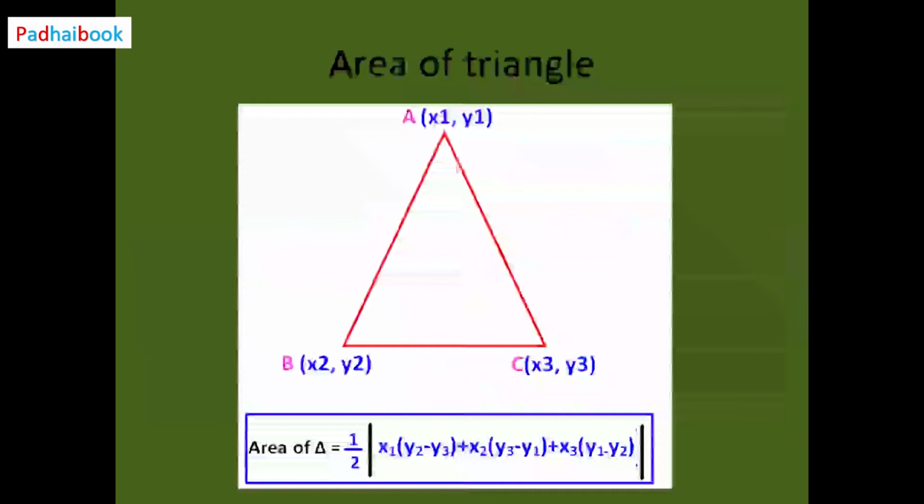Today we are going to discuss the topic: area of a triangle when the three vertices are given. It's a very easy method to understand. If you are just given the three vertices, we can find the area of that triangle. Now let's see what the formula is.